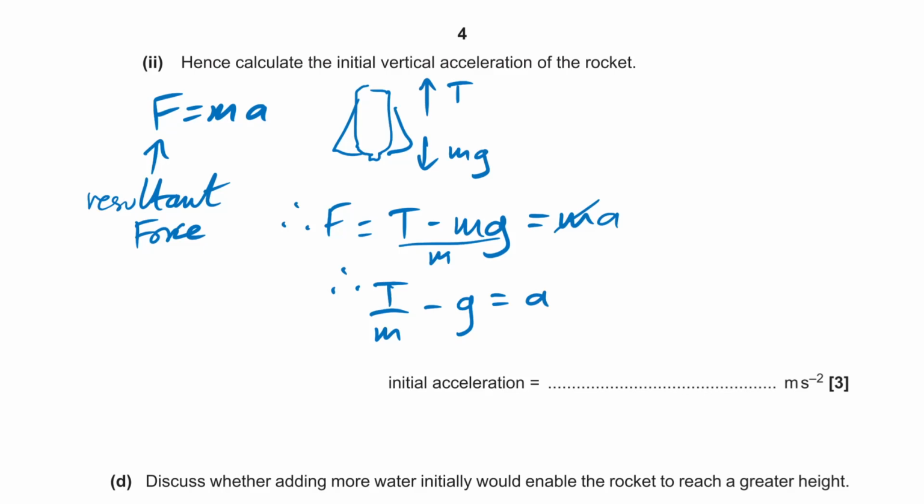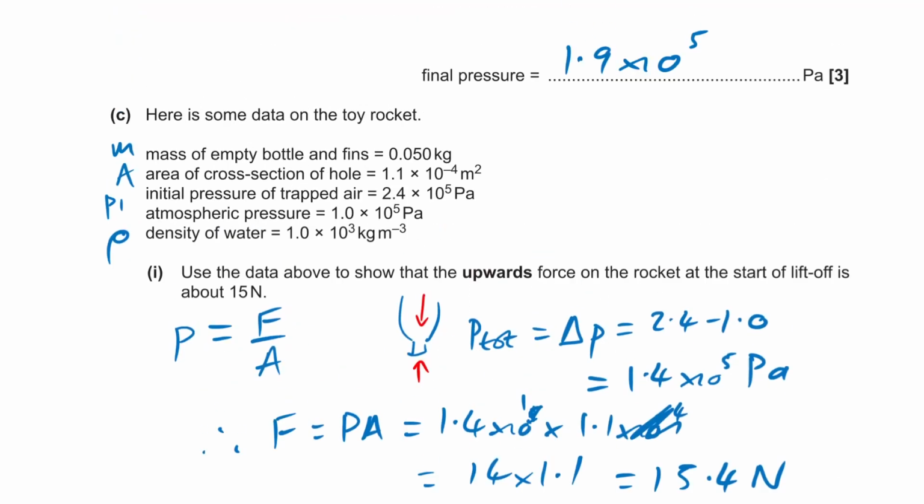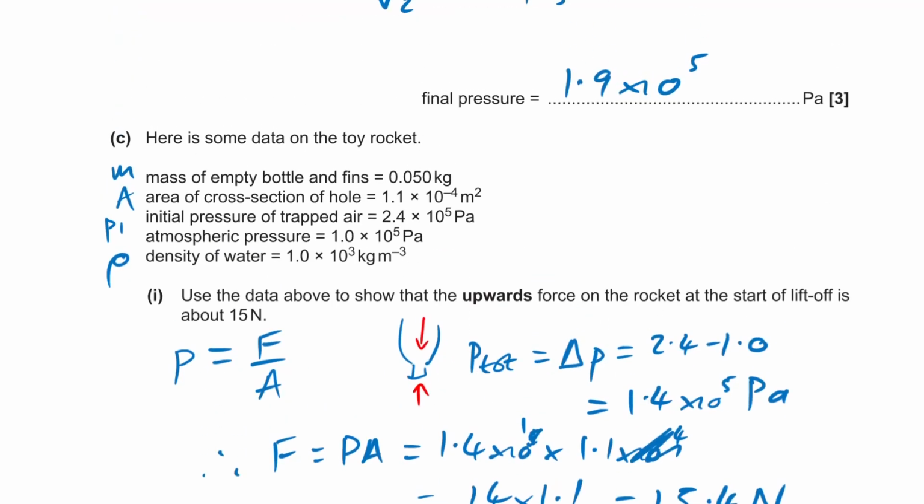Now we know that the thrust was that 15.2. You might be tempted to say that the mass is that 0.05 kilograms. However, that is the mass of the empty bottle and the fins. We of course have been given density as well, so we know we're probably going to have to use that at some point. Indeed we are.